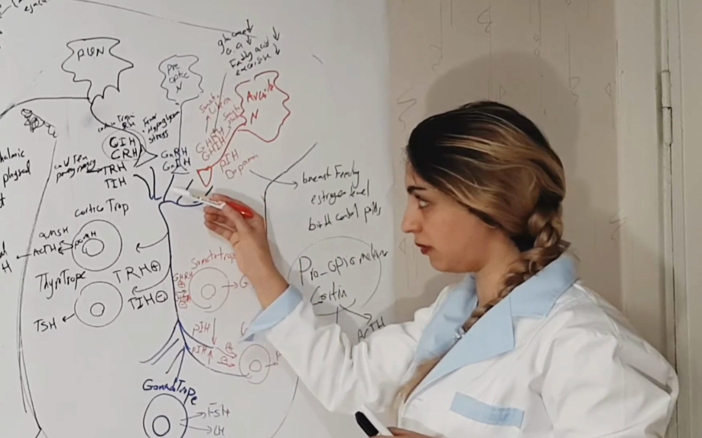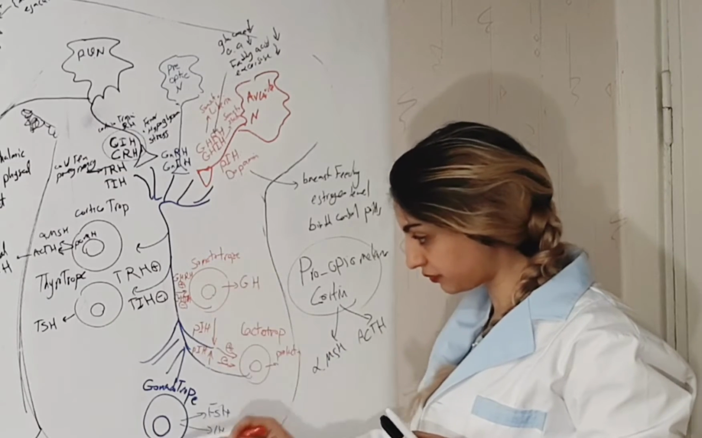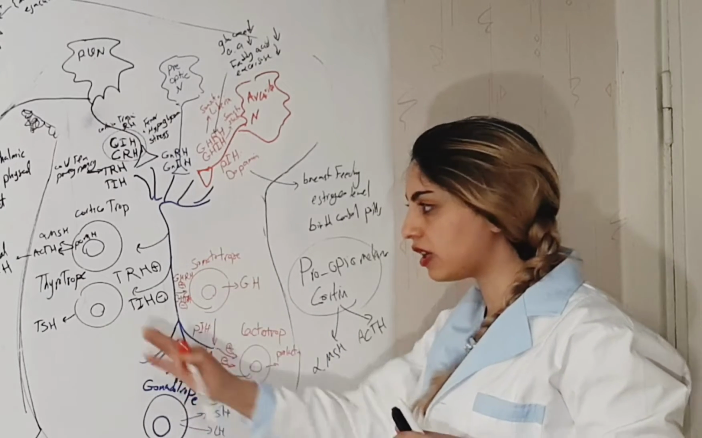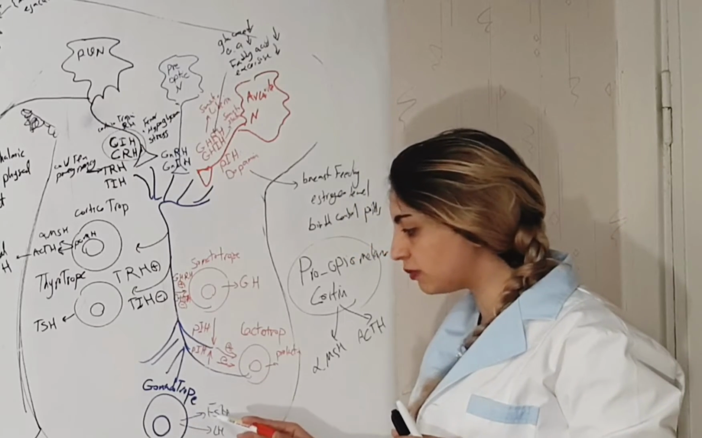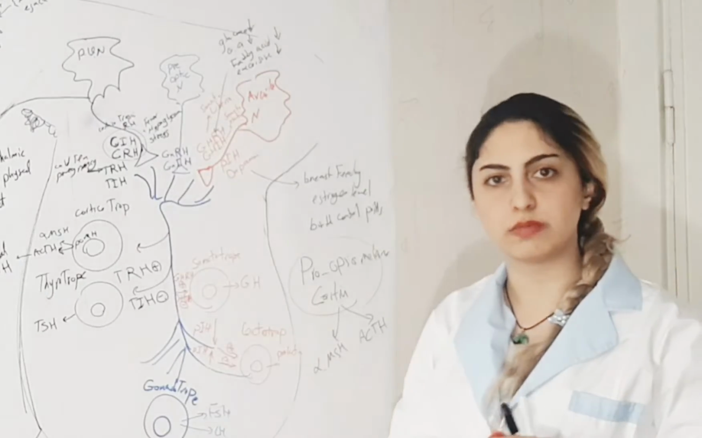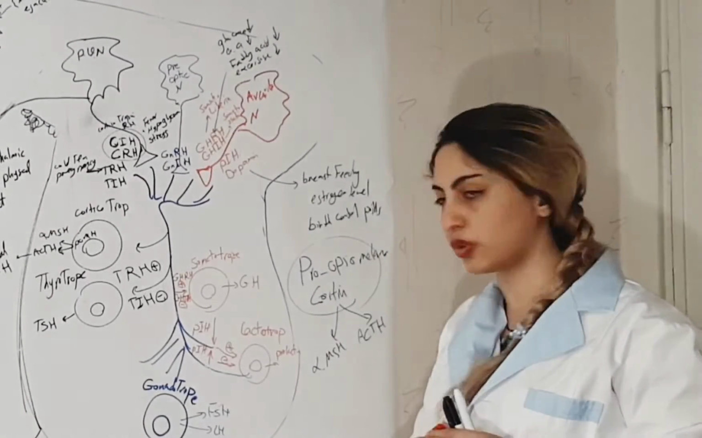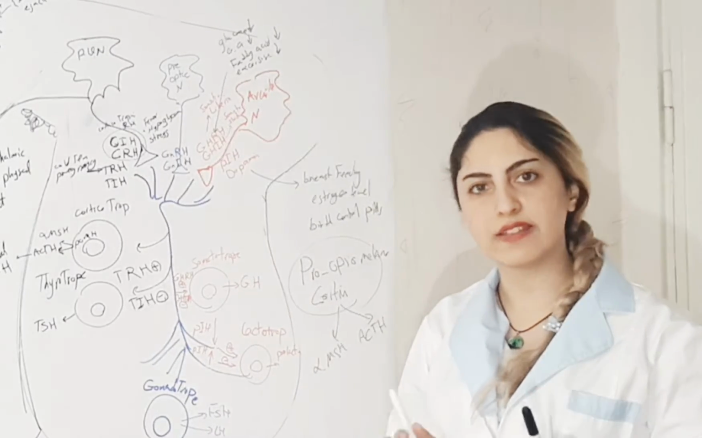And it will come in the net capillary, it will come by the hypophyseal portal vein down to the gonadotrope. There are lots of tropes located in here. One of them is gonadotrope, and it will produce FSH and LH, follicular stimulating hormone and also luteinizing hormone. So what it does, it will go to the gonads and have its effect.